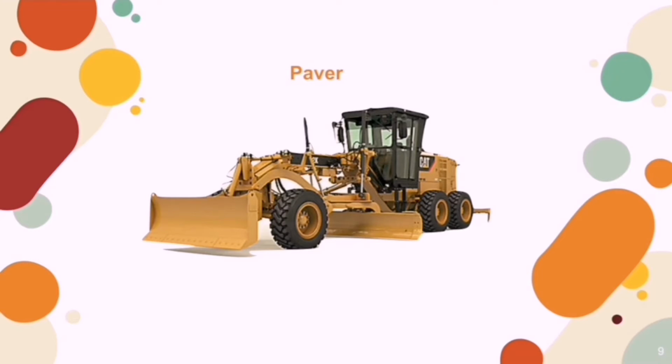Next, this is the paver. It is used to lay asphalt on roads, bridges, parking lots, and other such places. It lays the asphalt flat and provides minor compaction before it is compacted by a roller.